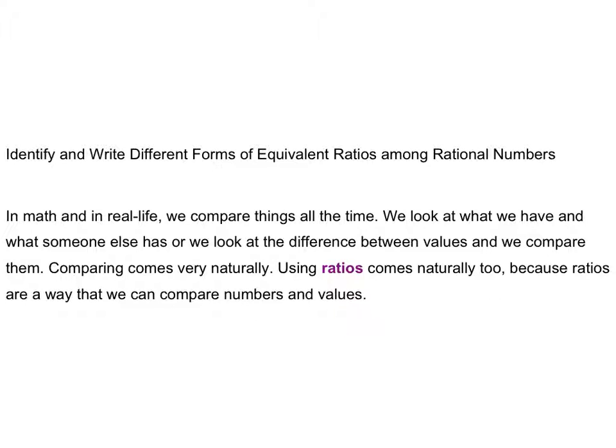So to start out with, we're going to talk about identifying and writing different forms of equivalent ratios among rational numbers. So in math and in real life, we compare things all the time. We look at what we have and what someone else has, or we look at the difference between values and we compare them. Comparing comes very naturally. Using ratios comes naturally too, because ratios are a way that we can compare numbers and values.